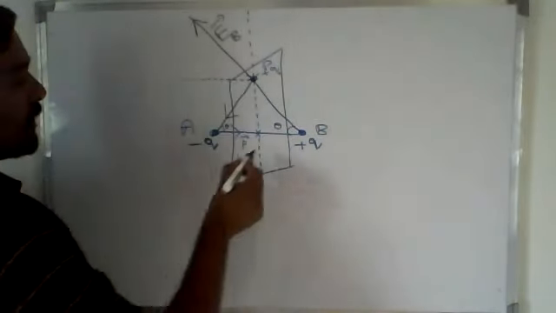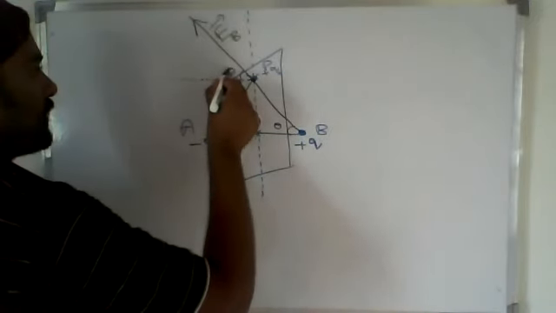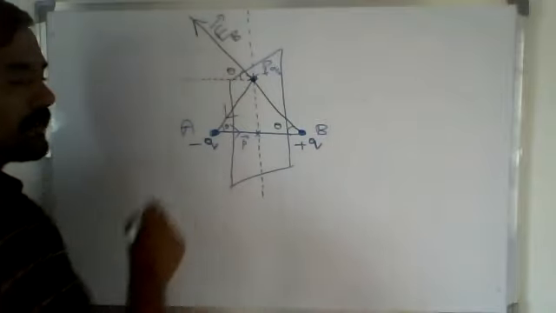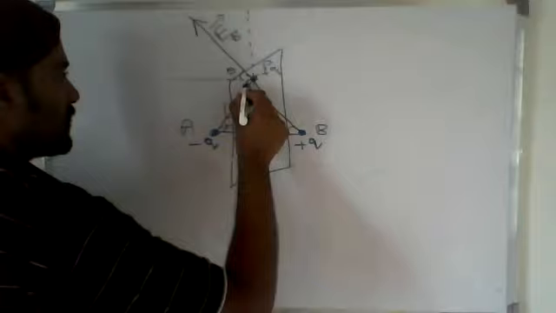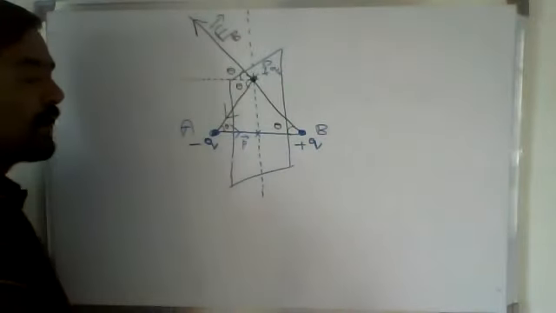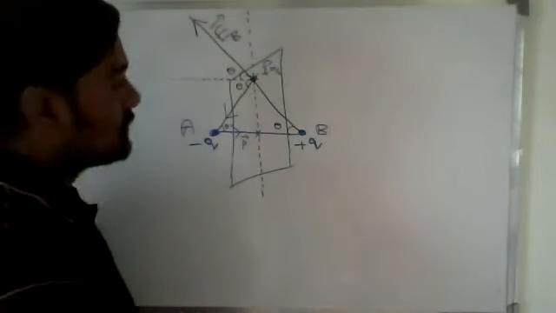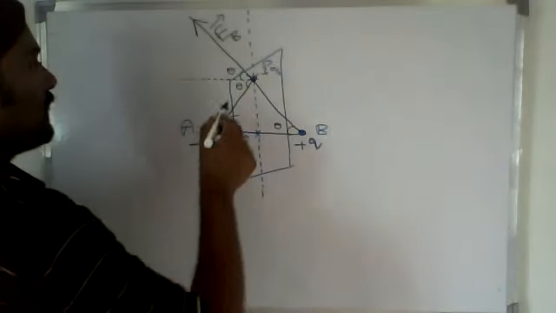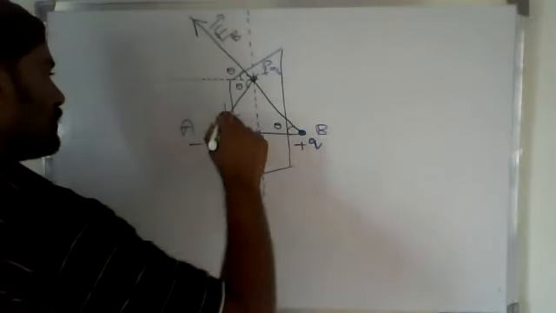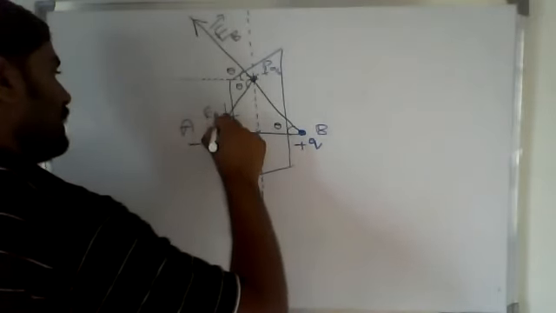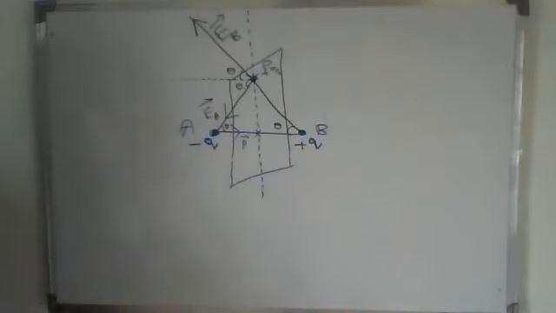Okay, so if this is angle theta, what about this? This is also theta because these two are corresponding angles. And here, this is angle theta. What about this? This is also theta. Why? Because these two are alternate angles. Actually, here the electric intensity at point P due to minus Q is the E A vector.